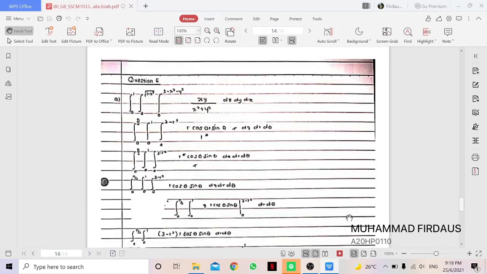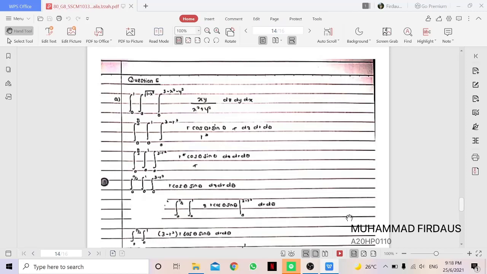Question number 5, we must evaluate xy over x squared plus y squared by using cylindrical coordinates. The limits for dz are 3 minus x squared minus y squared and 0, for dy, square root of 1 minus x squared and 0, and for dx, 1 and 0.